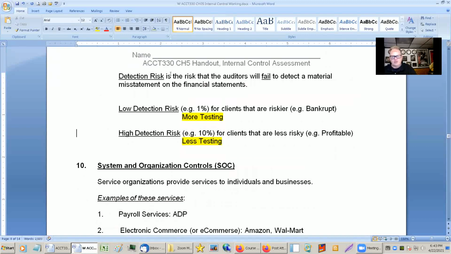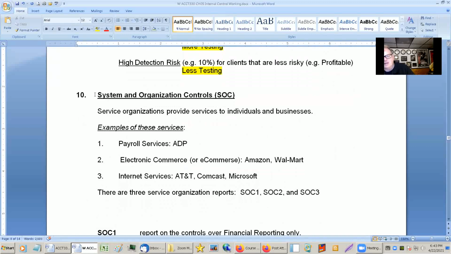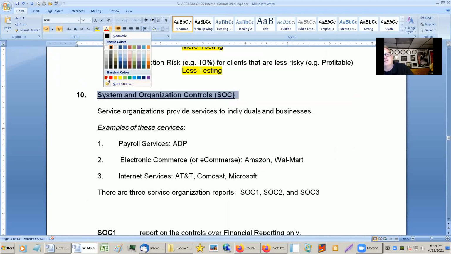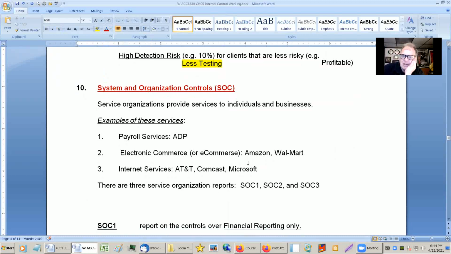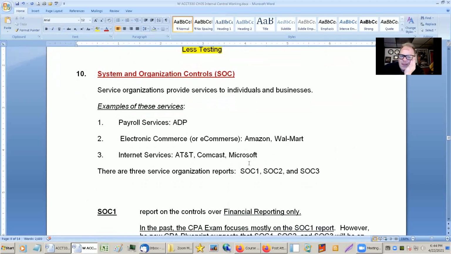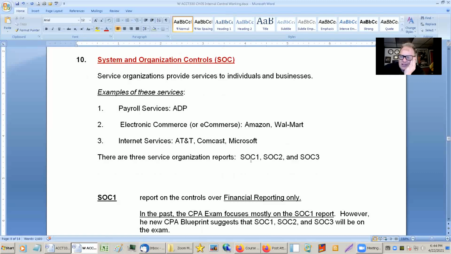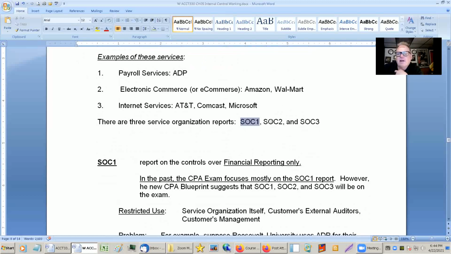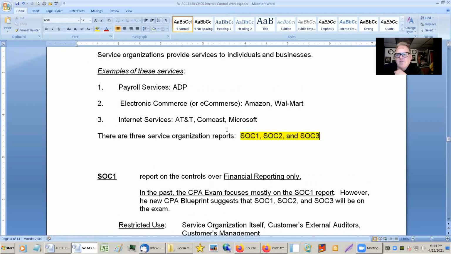This is something that is fairly new, and it's a big thing nowadays. And it's on the CPA exam. They're testing this on the CPA exam. They're called SOC reports, and SOC reports come in a few different flavors: SOC 1, SOC 2, and SOC 3.